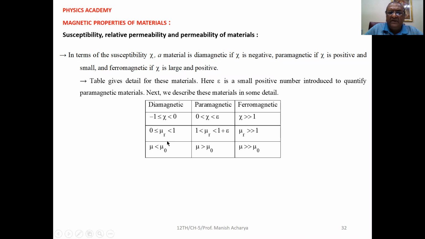Then relative permeability. The relative permeability of diamagnetic substances is between 0 and 1, so it is greater than or equal to 0 but less than 1. For paramagnetic substances, the relative permeability is between 1 and 1 plus E. And for ferromagnetic substances, it is very much greater than 1. Now, the permeability for diamagnetic substances is less than the permeability of free space. The permeability of paramagnetic substances is greater than that of free space. And the permeability of ferromagnetic substances is very much greater than mu 0. You have to remember all these things. Clear?